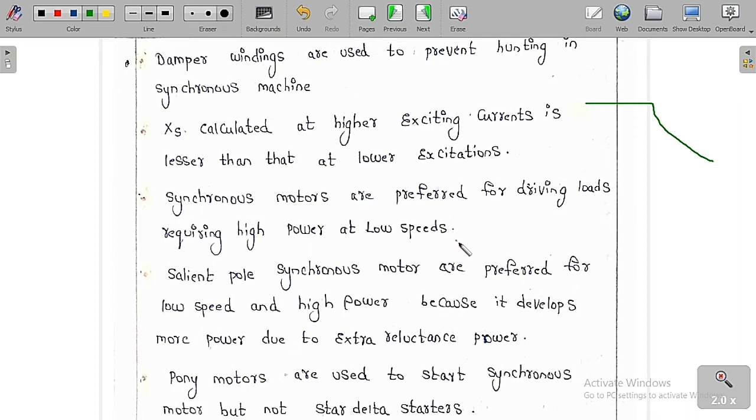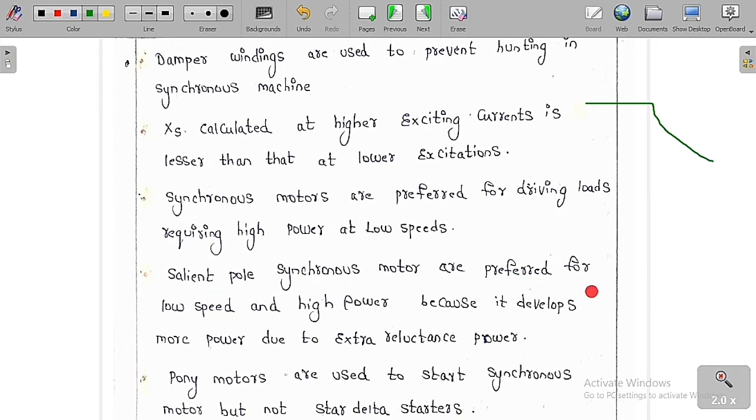Whenever a load requires a huge amount of power at low speeds, we prefer the synchronous motor. So synchronous motors are preferred for driving loads requiring high power at low speeds, because the synchronous motor is always used for low speed applications, whereas the induction motor is always used for high speed applications.